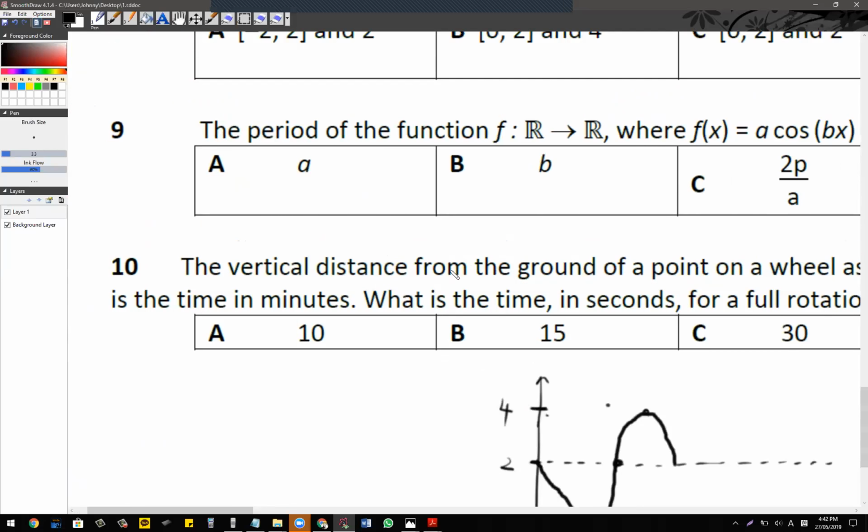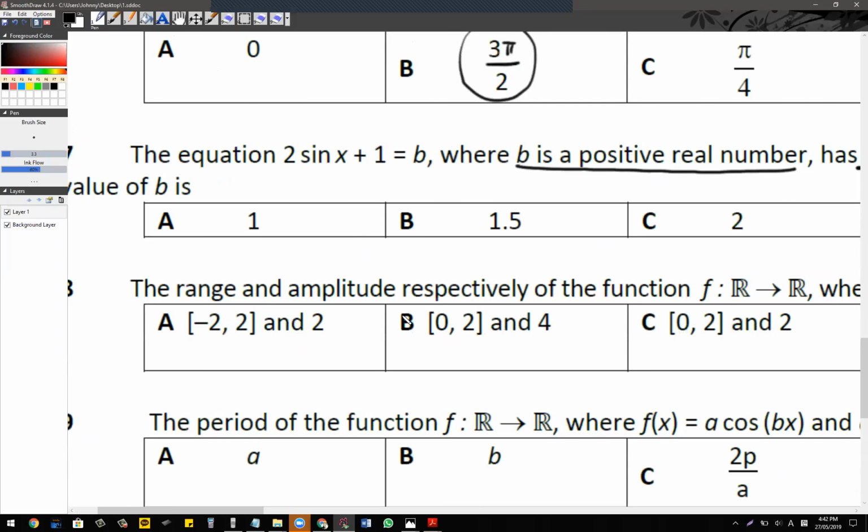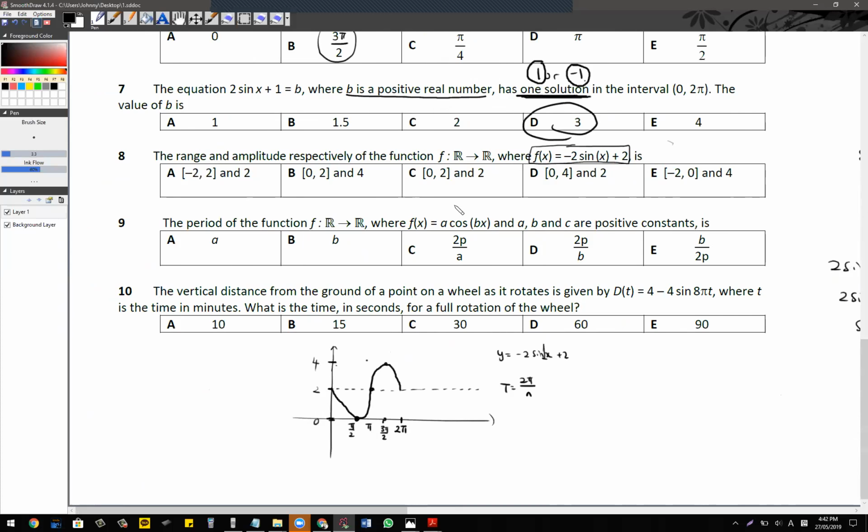Now, the question is, what is the range? Range is the allowed x values, right? So this is actually domain, which is R. Domain is R, so that means this goes on forever like this. It doesn't stop. So domain is minus infinity to infinity.